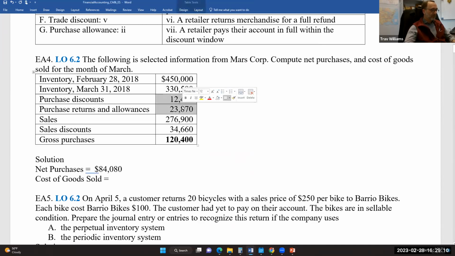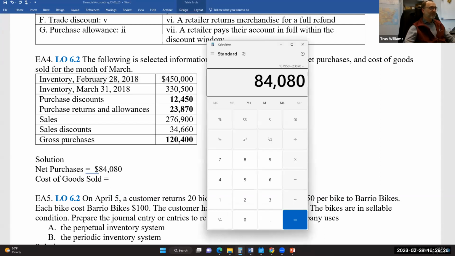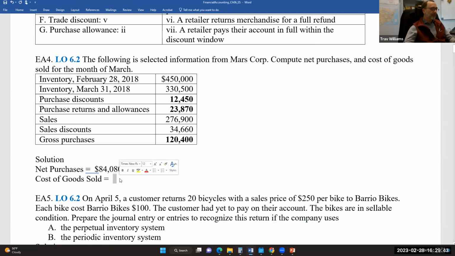So we used these three figures for that calculation. Now we can calculate our cost of goods sold. We take our beginning inventory. So the end of February is beginning of March, right? From an accounting perspective. So we take our inventory at the end of February, which is beginning of March, add the purchases, subtract our ending inventory from March, and we get $203,580. That is the cost of the goods that we sold.